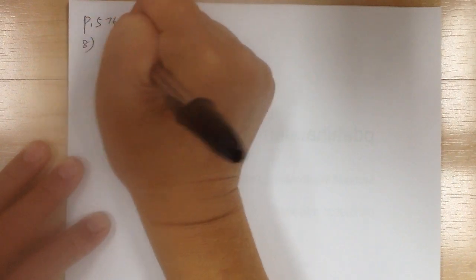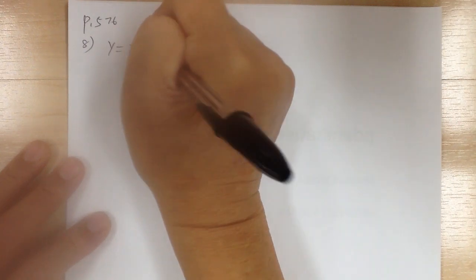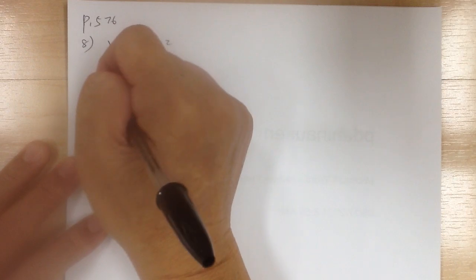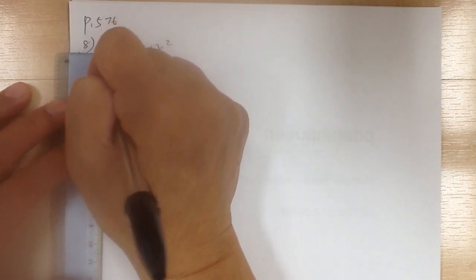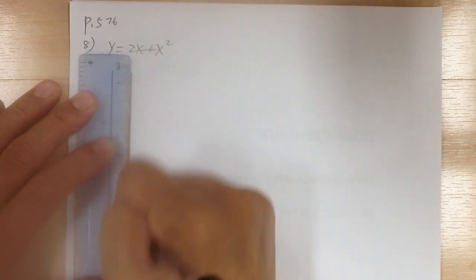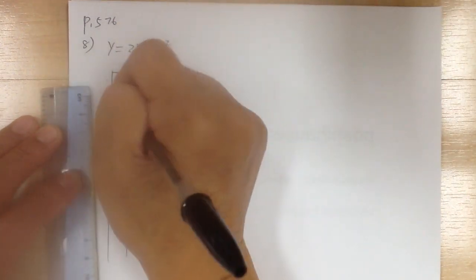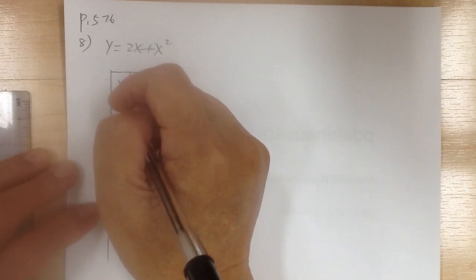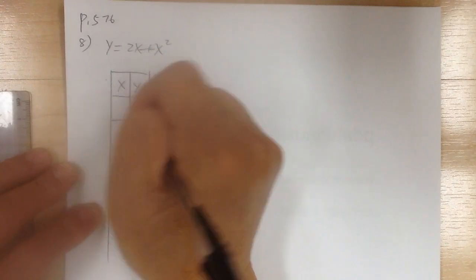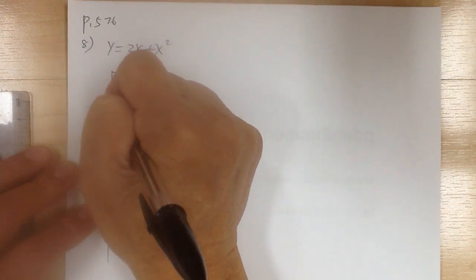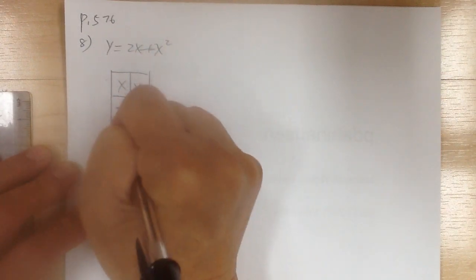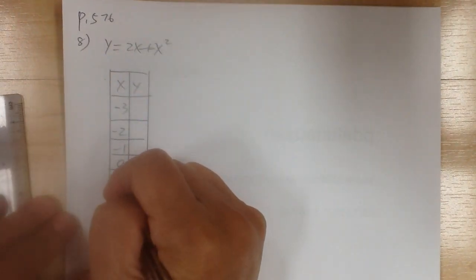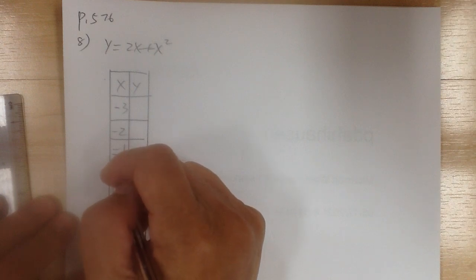Okay, you have the equation y equals 2x plus x squared. Over here, he only asks you for -3, -1, and 1, but in order to graph, you have to get all the points in between. So you start with -3, -2, -1, 0. Again, make sure you do this in order. So you've got 1, and that's all.